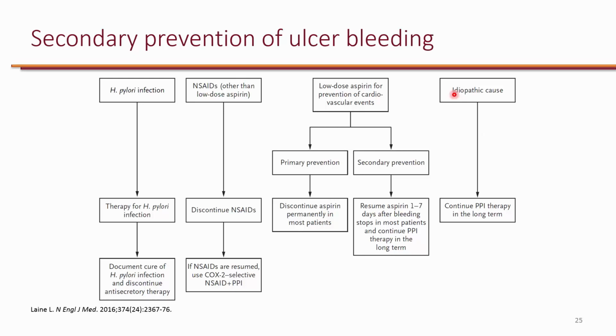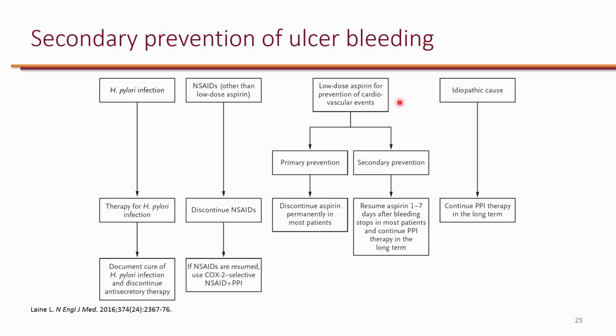So once we manage that episode of bleeding, we want to prevent this from happening again. So we do have secondary prevention of ulcer bleeding. Patients with H. pylori, you need to treat H. pylori. So eradication of H. pylori is recommended for these patients to prevent this ulcer from happening again. Patients who are on NSAIDs, that excludes low-dose aspirin. I'll talk about low-dose aspirin in a little bit. But if patients had NSAID-induced ulcer bleeding, they should discontinue NSAIDs. And if they really need that NSAID, they should be on a COX-2 selective NSAID, and they should get the PPI as long as they are on a COX-2 selective NSAID to prevent bleeding.